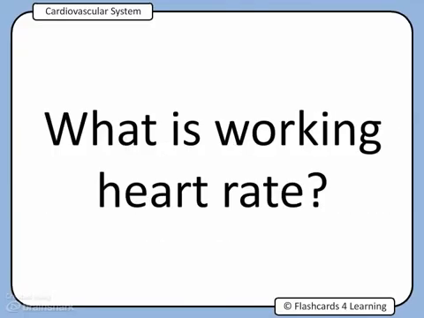Okay, so we're probably getting the hang of things now. It's not rocket science. We see what the next question is. What is working heart rate? Based upon what we've just looked at with regards to resting heart rate, you ought to be able to give a really good stab at what this means. So again, why don't you just pause the video and answer this question yourself before you listen to me describe what this is about. What is working heart rate?